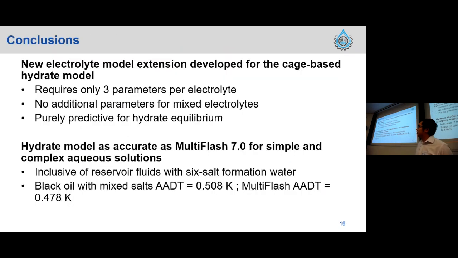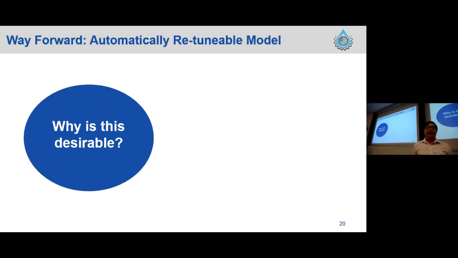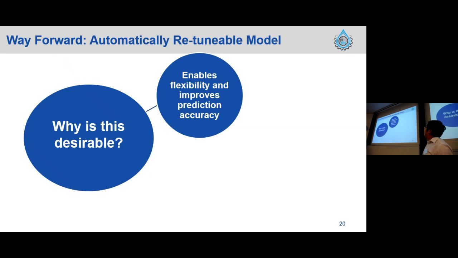So that is my talk. I've demonstrated a new electrolyte model extension for the KH-phase hydrate model, which is purely predictive for hydrate equilibrium. And we've shown that this model is accurate over a wide range of systems, and it's on par with MultiFlash in many of these cases. And so the way forward from here is having an automatically retunable model. And why is this something that we want to have? I've talked a bit about tuning, but it enables flexibility and improves prediction accuracy.